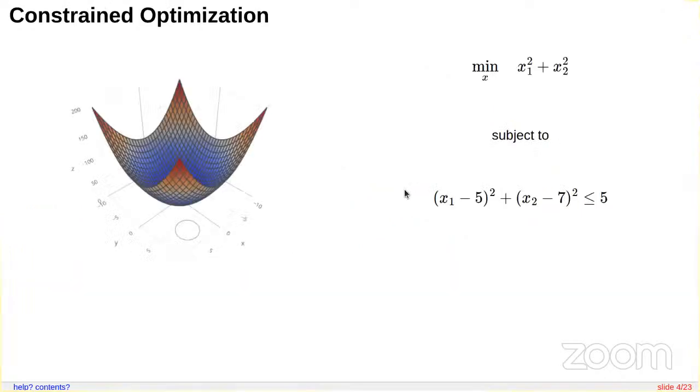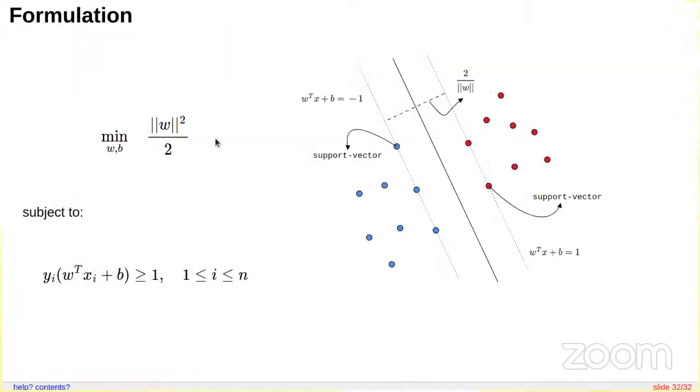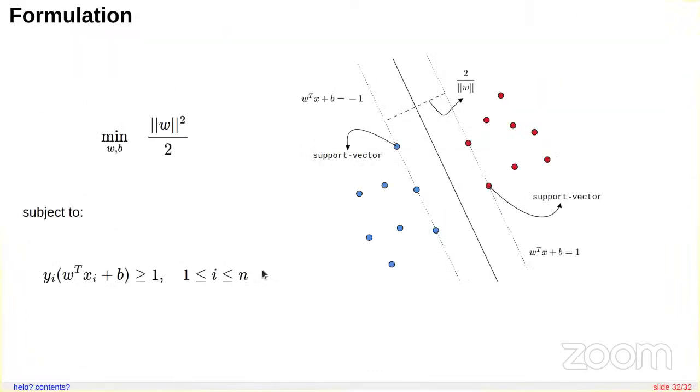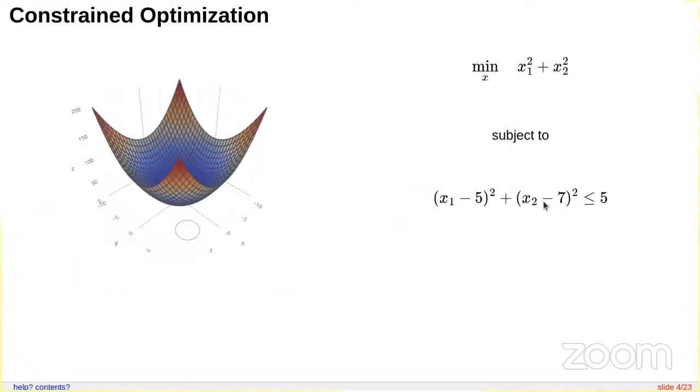As an example, I have taken something like this. This is very similar in form to this. This is w1 square plus w2 square by 2. There are only two components for the weight vector. Something like this is what you have here, and you have one constraint. In the actual problem, you have n constraints. Just to simplify things, I have one constraint here.